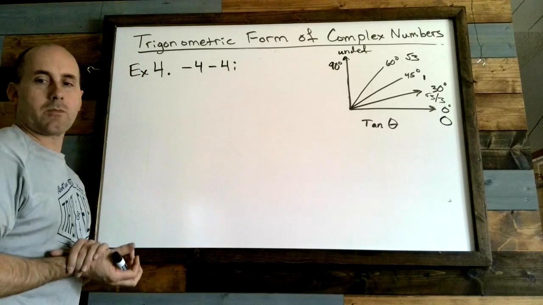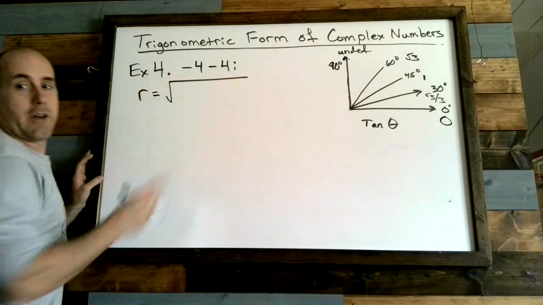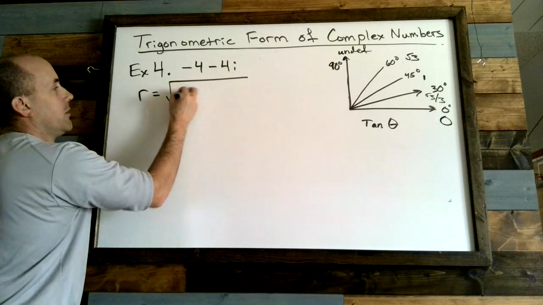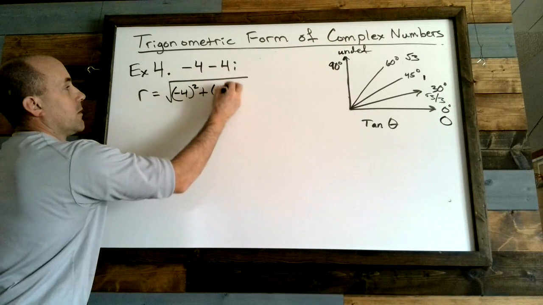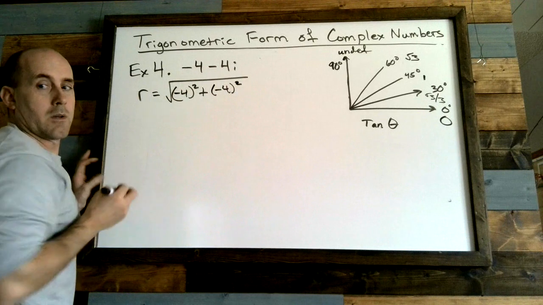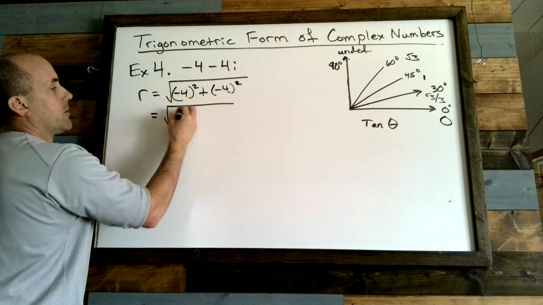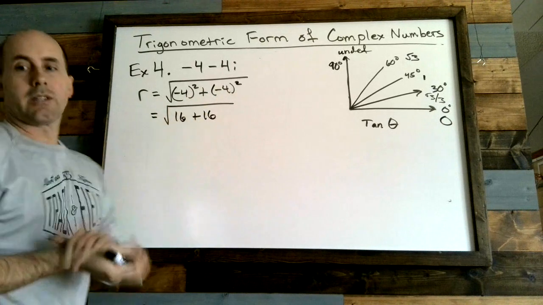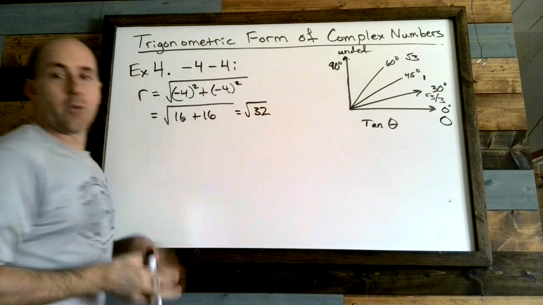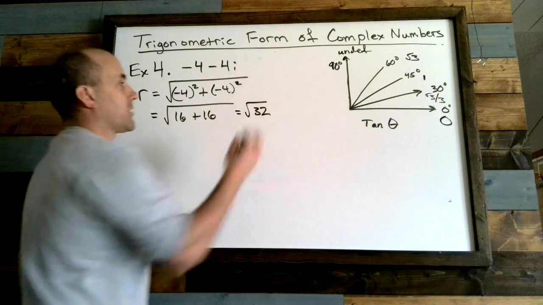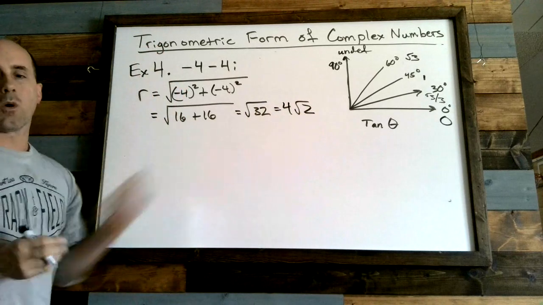Okay? So I need r, the square root of a squared plus b squared. Or the square root of 16 plus 16. 16 plus 16 is 32. And if you want to simplify the square root of 32, that's going to be 4 roots of 2. So that's my r value. R is 4 roots of 2.